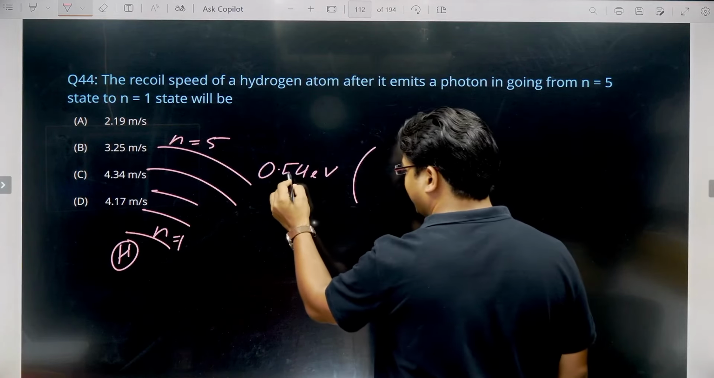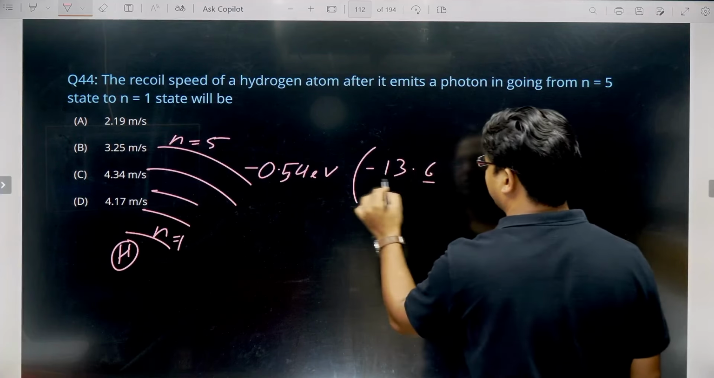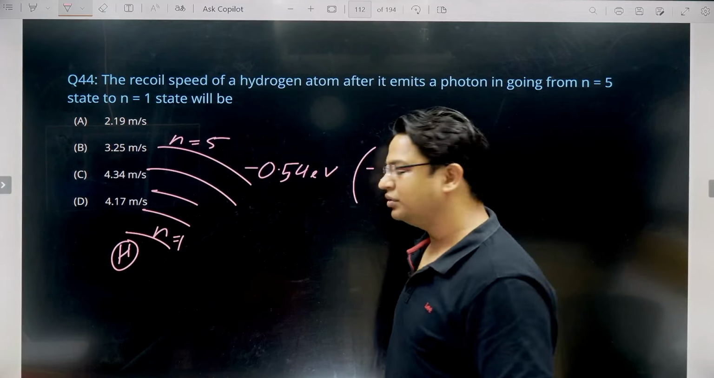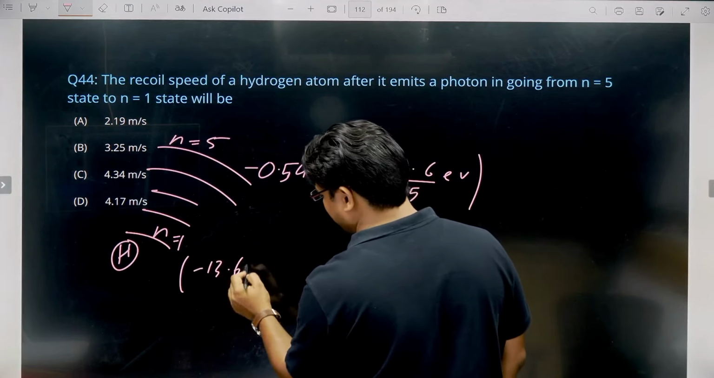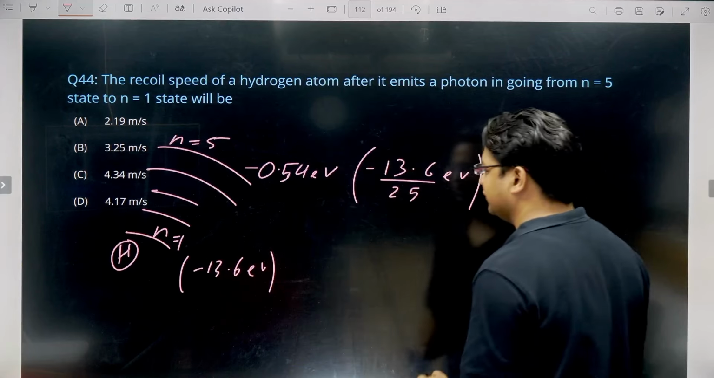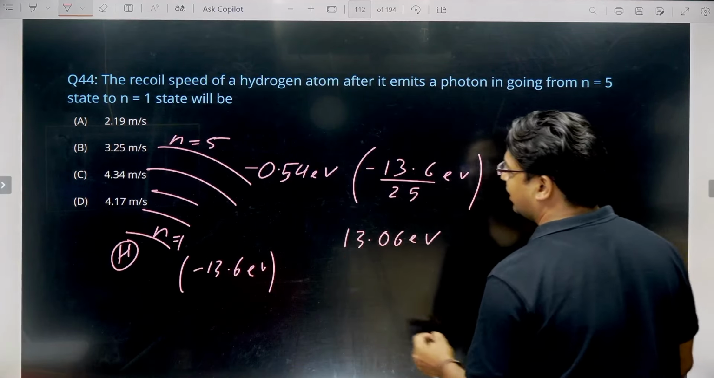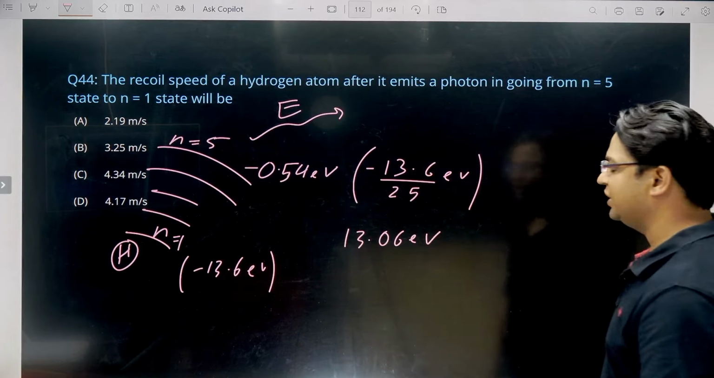You should learn it. If you have not learned it, you'll have to calculate it using minus 13.6 divided by 25. If you learn it, well and good. If you don't, then you have to do the calculation. The energy of the first orbit, I think everyone knows, is 13.6 electron volt. So the difference would be 13.06 electron volt. This is the energy of the photon.